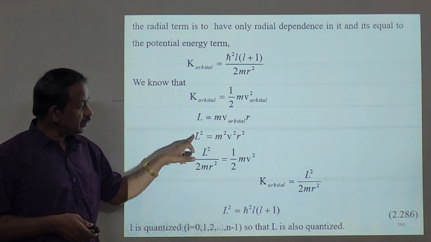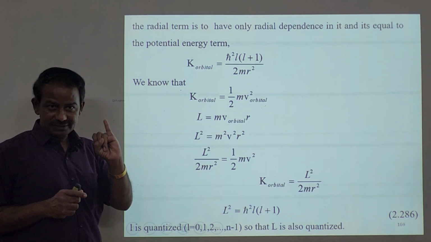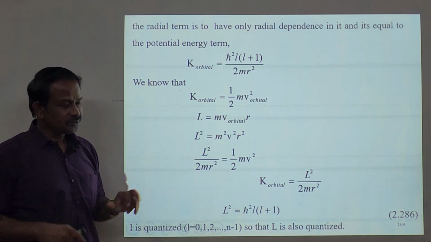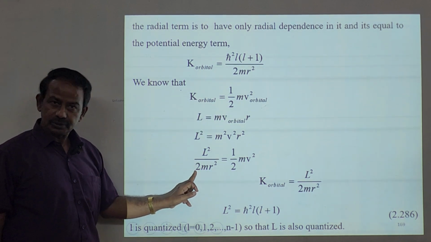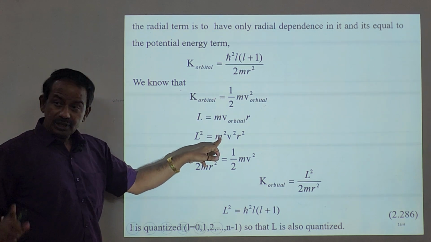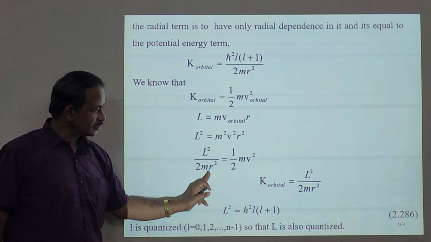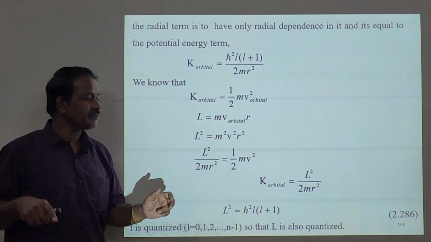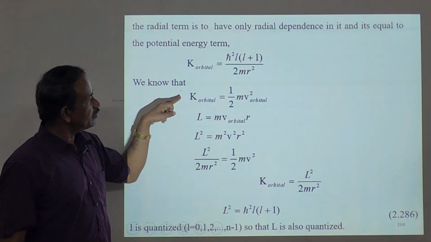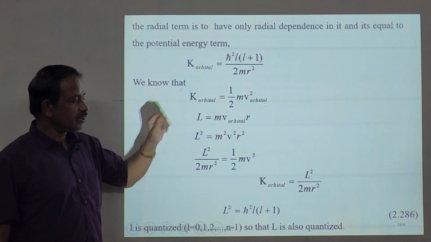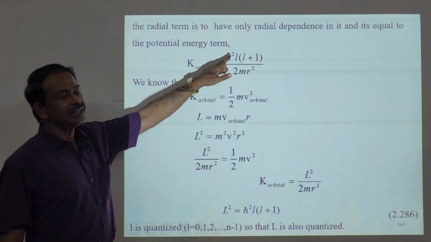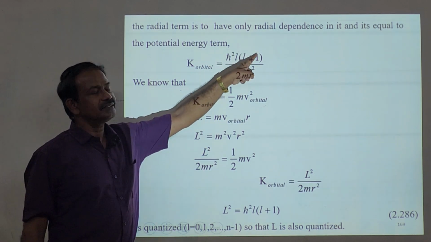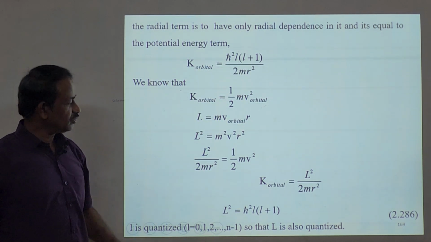Squaring, that will give you L squared equals m squared v squared r squared. Now I am going to divide both sides by 2 first, and bring this m and r squared to this side. That will give me L squared divided by 2 m r squared. The remaining part will be m v squared by 2, which is nothing but half m v squared, which is K orbital. So your L squared by 2 m r squared is equal to this part. Is it okay? You compare these two.